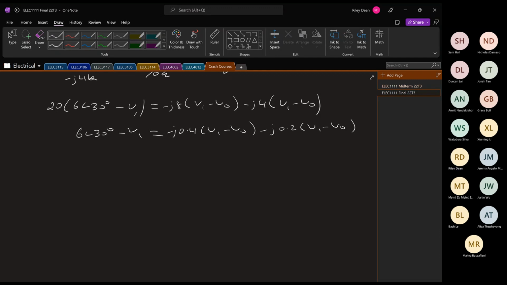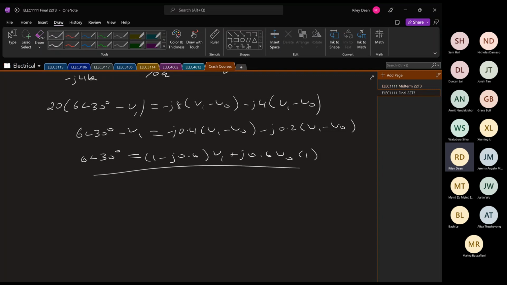Okay. And then from here, if we multiply it out and rearrange, this is the last line I'm going to give: 6 root 30, 1 minus J 0.6 V1 plus J 0.6 V0. And this is the main equation we want to look at.